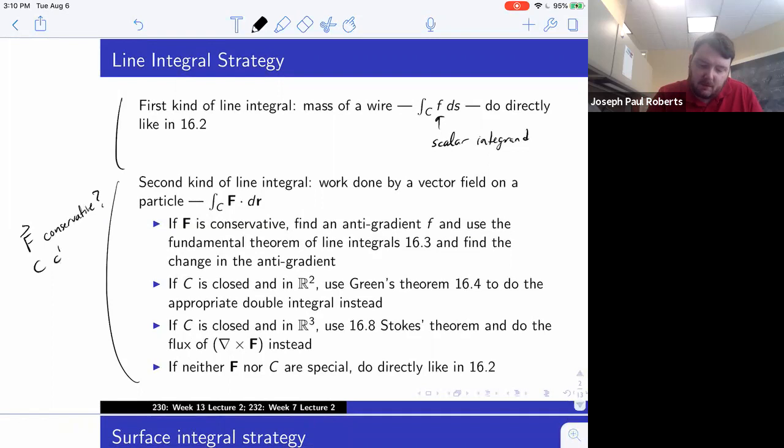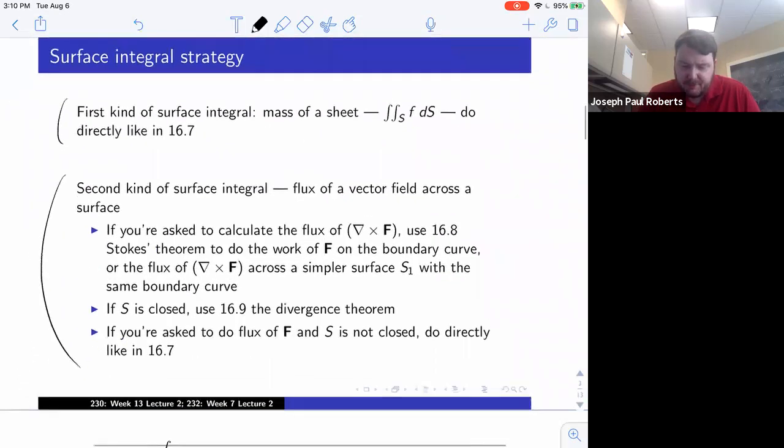Is C closed? So anytime I see an F.dr question, those are the questions I'm asking myself when I'm thinking about how to proceed. Okay. So same kind of thing for surface integrals.